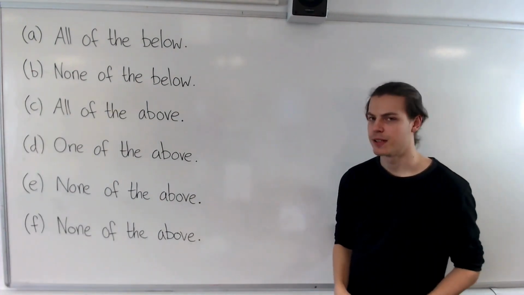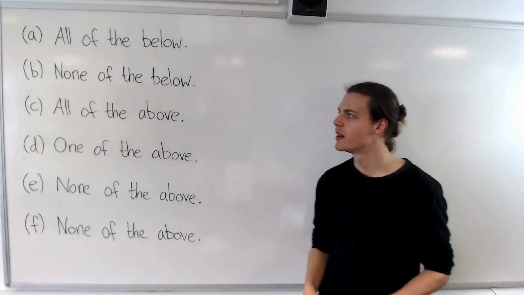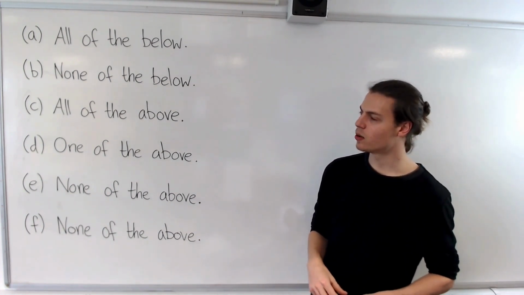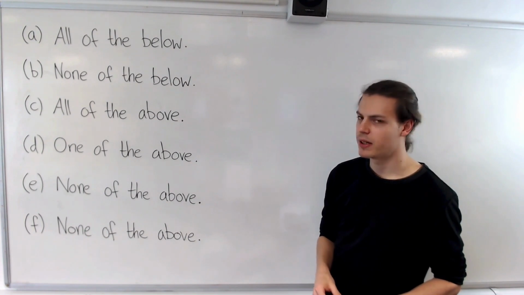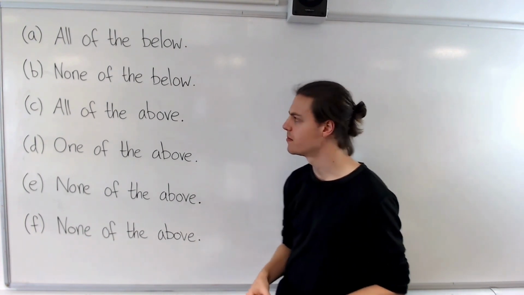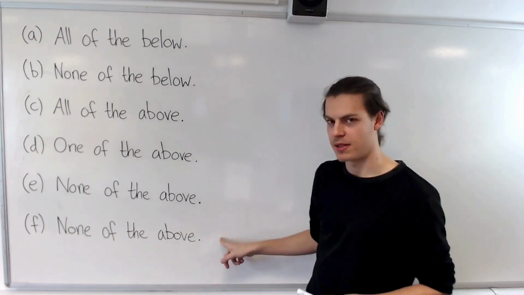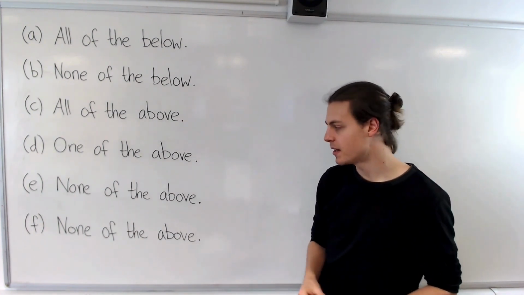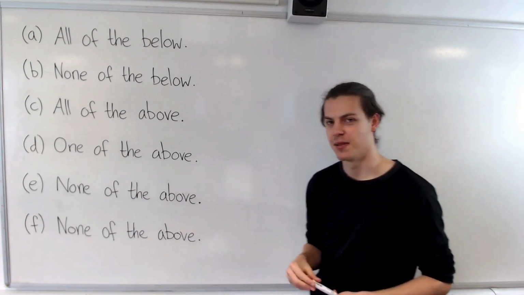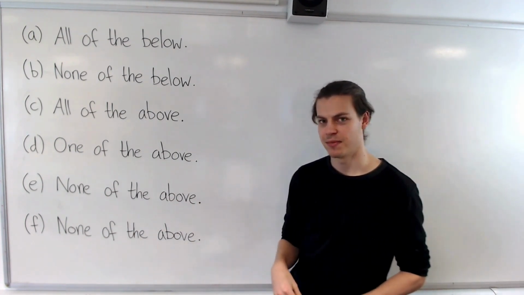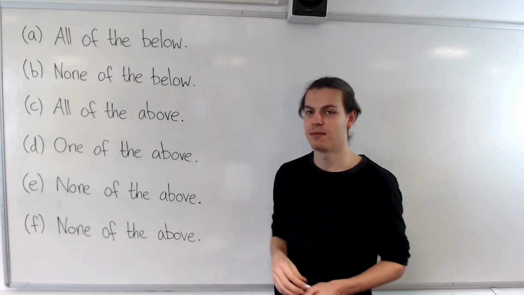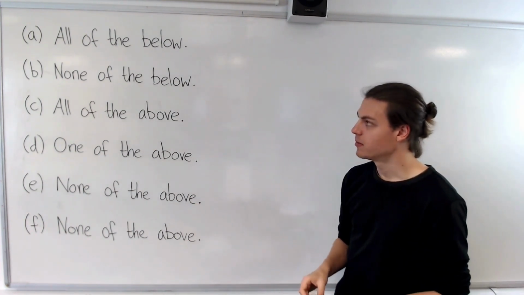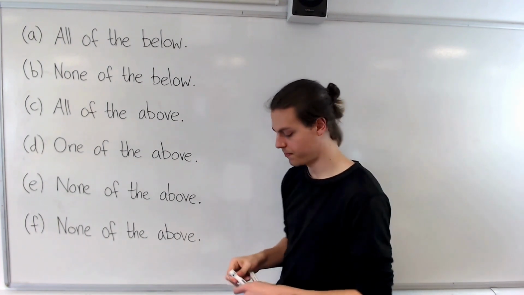Which of these statements is true? Consider statement A. Is this true? All of the below. Well, suppose this statement is true. Then all the statements below are true, and in particular, statement E, none of the above, is true. But this is a contradiction, since then these statements would all be both true and not true. So statement A must be false.